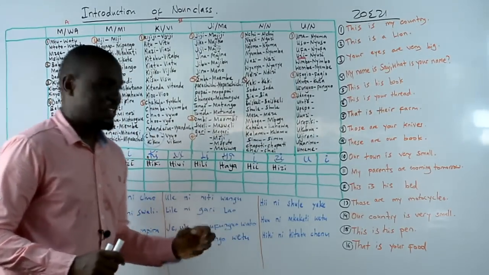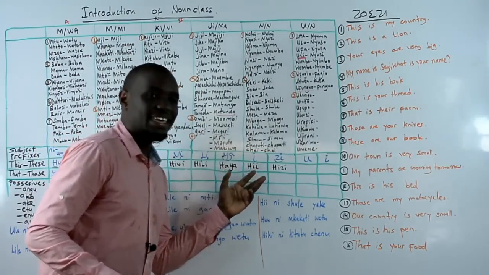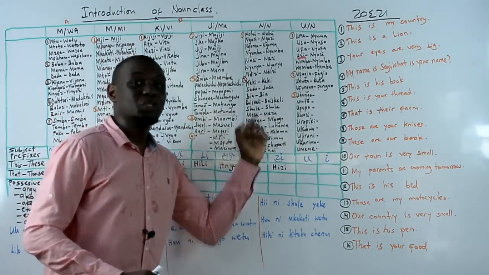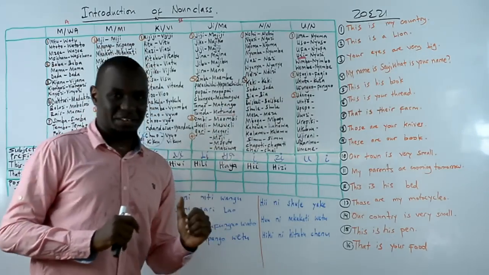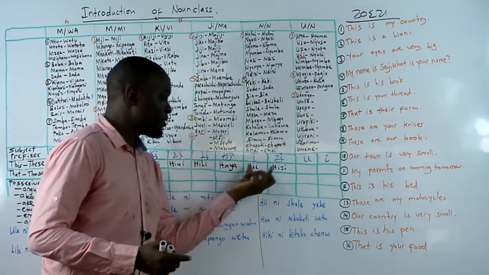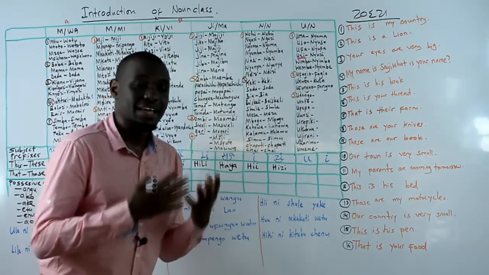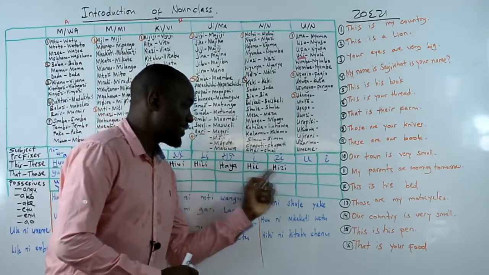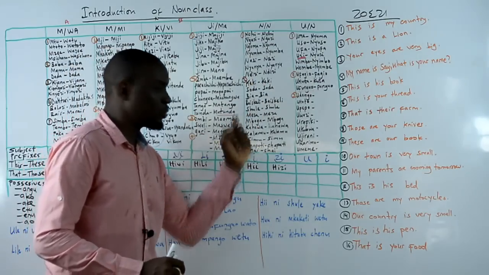So how do you say this is a school? In Swahili will be hi ni shule. These are schools will be hizi ni shule. See? Singular and plural will be the same in NN noun class, but these agreements differentiate them. From the agreements, we'll understand that this sentence is plural and this sentence is singular. But you cannot see if it is singular or plural because shule, shule.